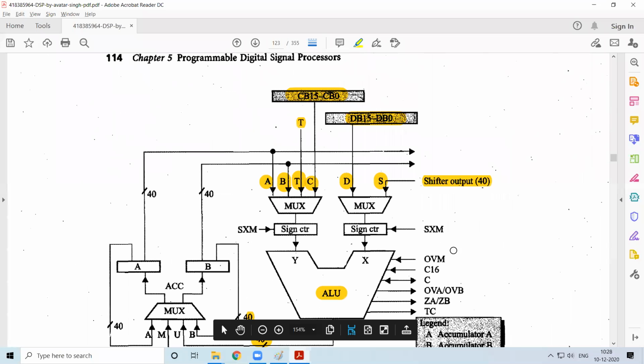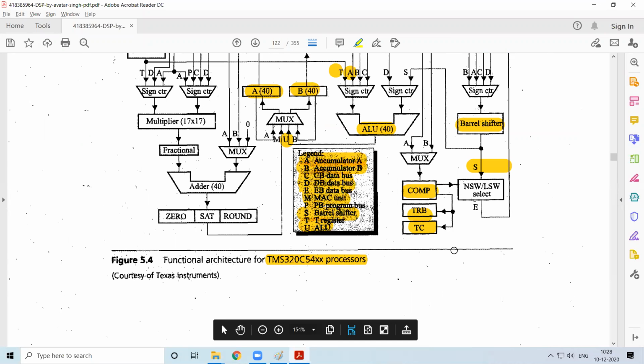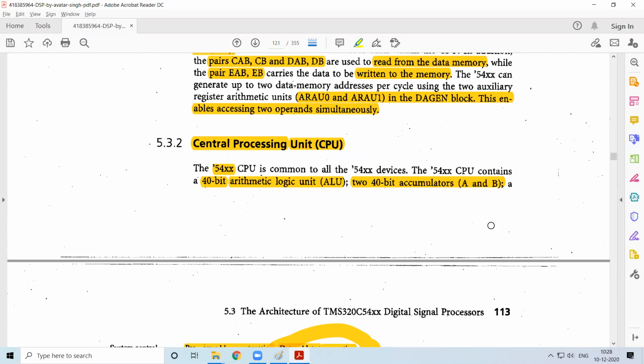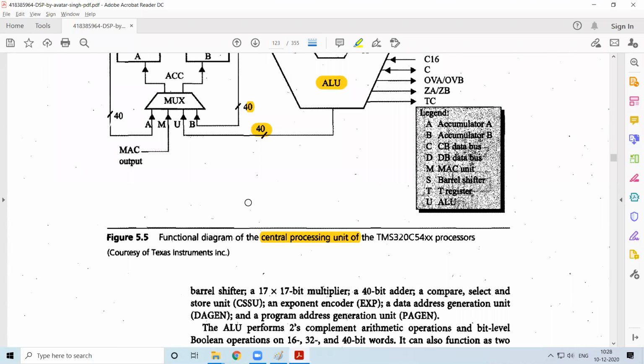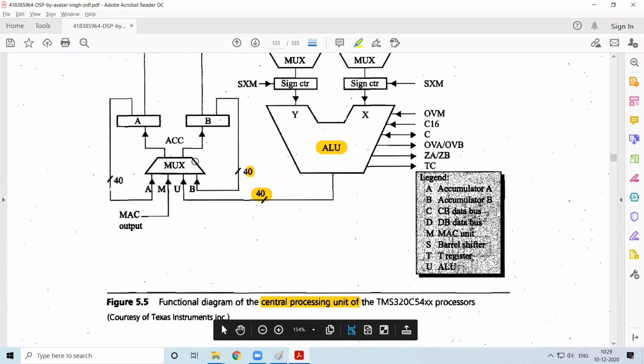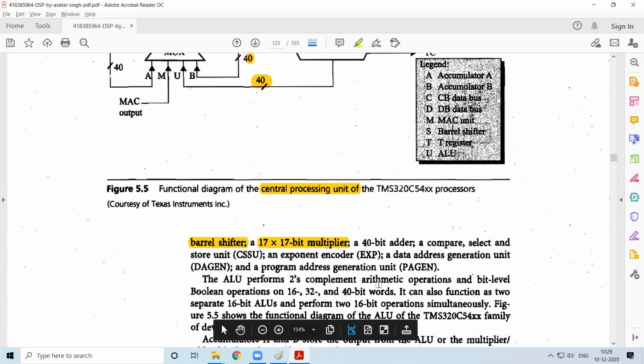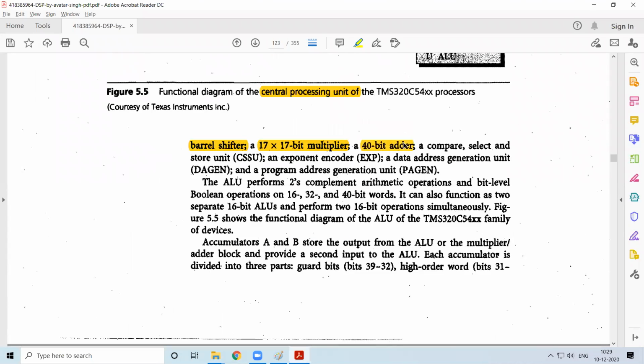That is, we'll be having a barrel shifter, which will be shifting pertaining to the 40 bits. That is the barrel shifter which is present over here. In coming slides, we'll be discussing this barrel shifter again: how many shifts are possible in which direction, how many bits, and in the other direction, how many bits. Then we have a multiplier which is actually 17 by 17. Then we have an adder which performs addition on the 40-bit information. So we have a 40-bit adder.